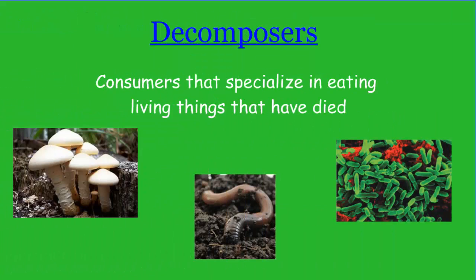And the last type of consumer is decomposers and detritivores. For our purposes in our class, we're going to classify them all together as decomposers, even though there are some slight differences between the meanings of those two words. Basically, they're consumers that specialize in eating living things that have died, such as mushrooms and other fungi, all types of bacteria, as well as organisms like the earthworm. Those are all specialized in breaking down living things that have died.